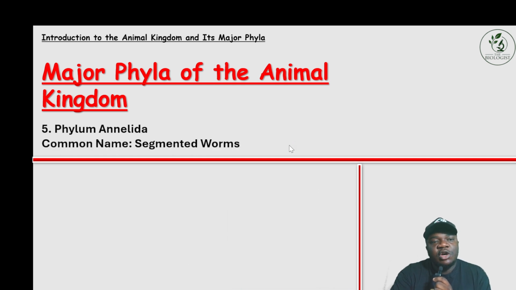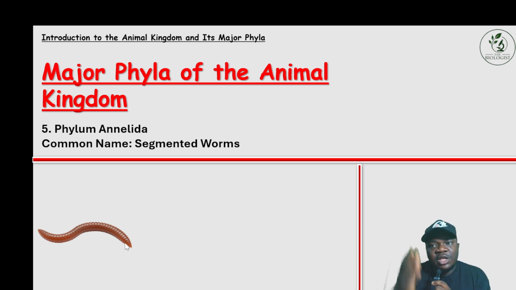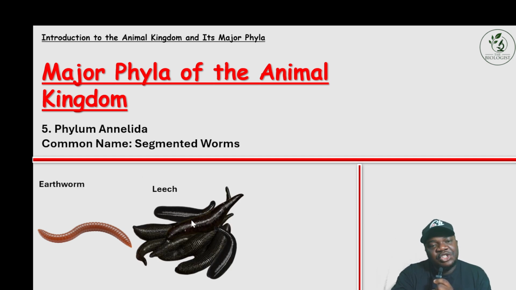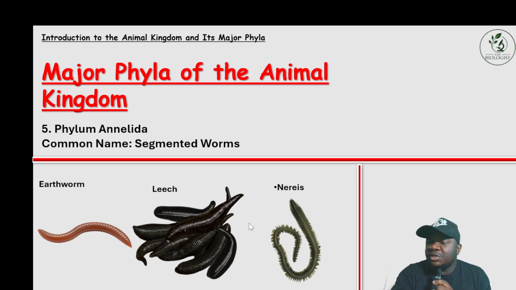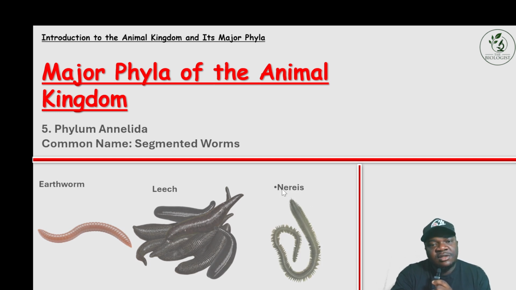The next one is phylum Annelida, commonly known as the segmented worms. Why are they called segmented? Because if you look at the body structure, they have lines that divide the body into different compartments. We call this segmentation. This is an earthworm. The next one is the leech, then you have Nereis. These are the members of Annelida.